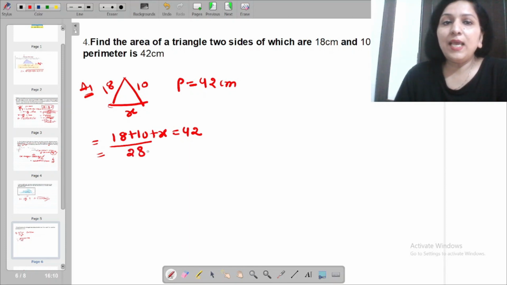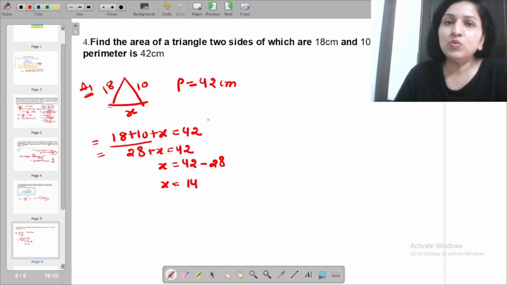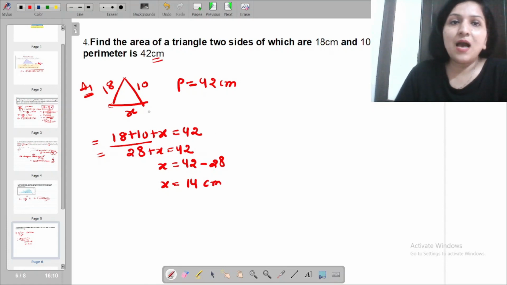18 plus 10 is 28. So 28 plus x is 42. So what is the value of x? It is the difference of 42 and 28. यहाँ 28 plus है. On another side, it will be subtracting. So what is the answer here? It is equal to 14. अगर मैं दोनों का difference लेती हूँ, third side and what is the unit? It is given in centimeter. Third side आ गई, अब आपको और कुछ करना ही नहीं है. 3 sides are given and you just need to find the area.